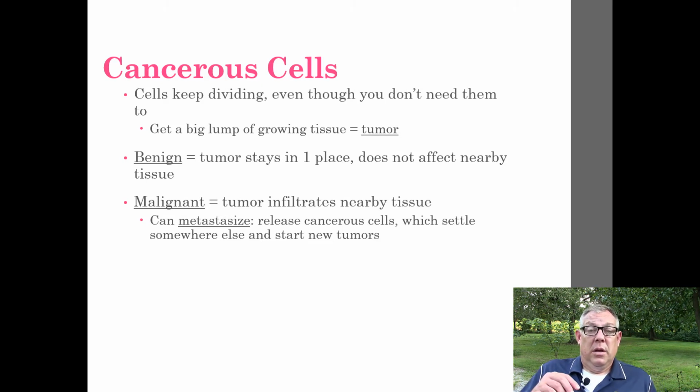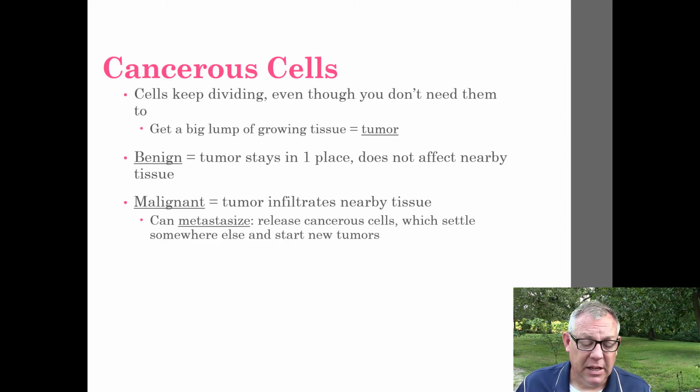Okay, so now if that tumor starts to infiltrate nearby tissue, that's when it's called malignant. And that's when you start to have trouble, because it's going to interfere with that other tissue and it's going to start causing problems. And then what's really troublesome is if the tumor can metastasize.